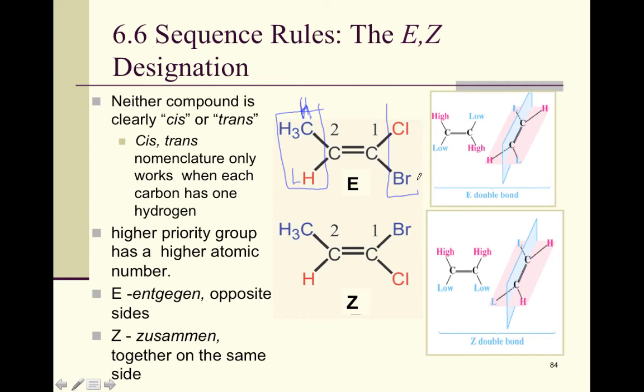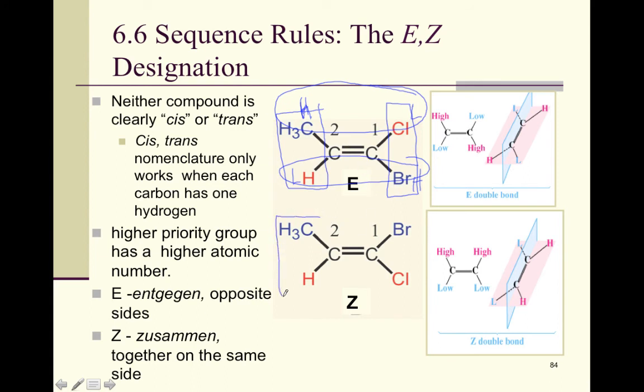Now let's compare chlorine and bromine. If you take a look at the periodic table, chlorine comes before bromine, so this would be high, and this would be low. All right, so you compare them against each other. Now, where the E and Z comes in, do you notice going across the double bond, I have a high with a low, and I have a high with a low. That means it's E. E, entgegen, means opposite side. This would be an E.